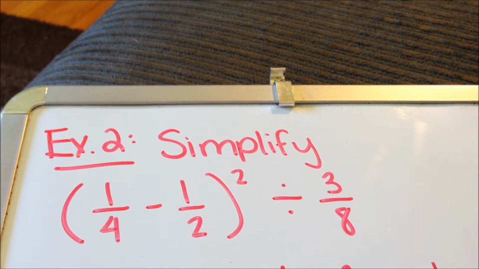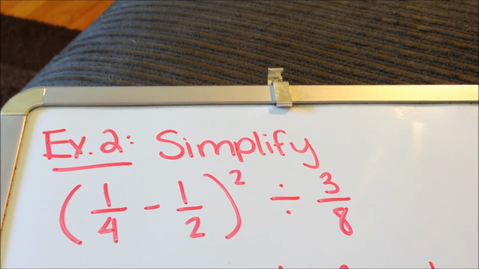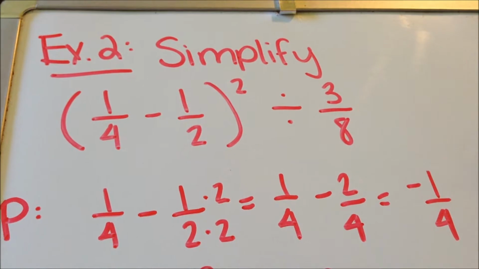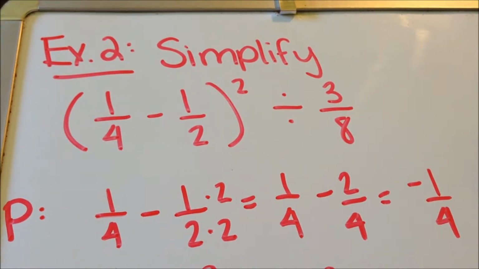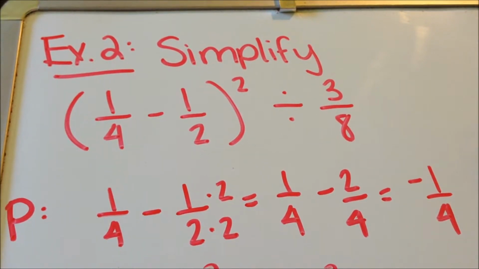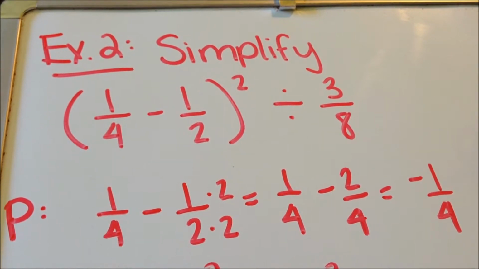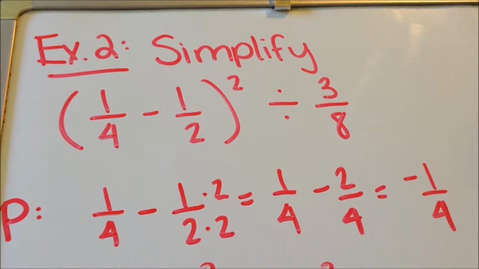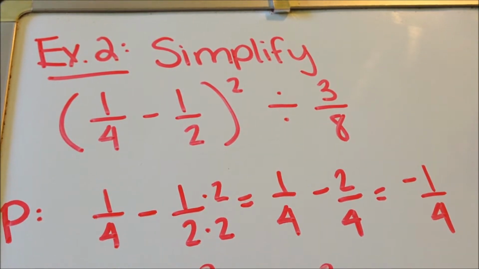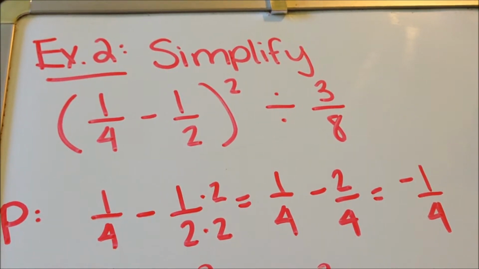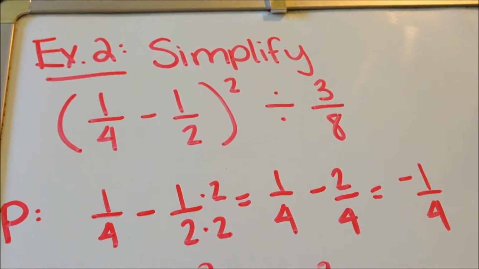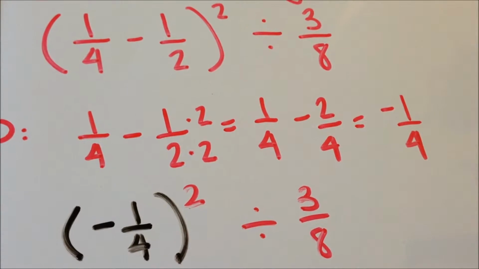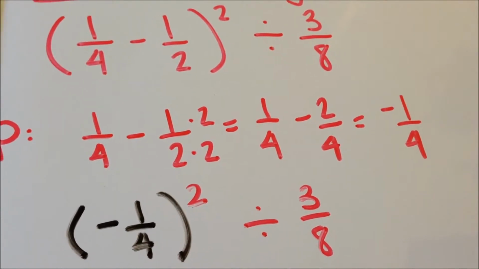Example 2. Simplify the quantity 1/4 minus 1/2 squared divided by 3/8. Step 1. Do we have any parentheses to simplify? We have 1/4 minus 1/2. Because we are subtracting and we have unlike denominators, we have to find the LCD. The LCD is 4. So when we write our equivalent fractions, we have 1/4 minus 2/4. That simplifies to negative 1/4. So at this point, we have negative 1/4 in parentheses squared divided by 3/8.